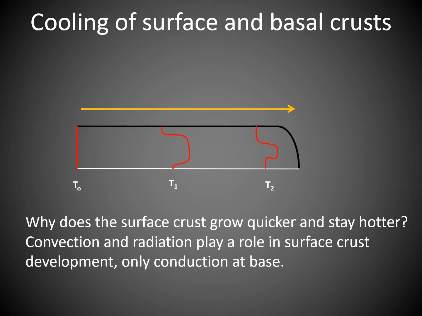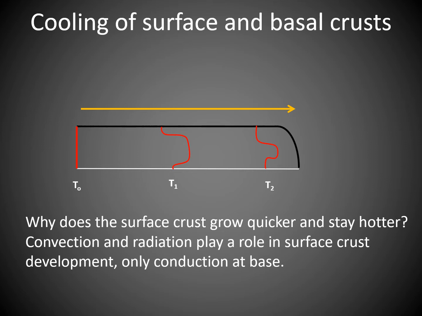Initially, you form a crust through radiation, and then conduction. Heat is just slowly moving out of the center of the flow to the edges of the flow. In this case, you have a surface that's exposed to the atmosphere, and you have a base that's in contact with the ground. Conduction into the air is going to be much more effective than conduction into the ground because the ground is a poor conductor of heat.